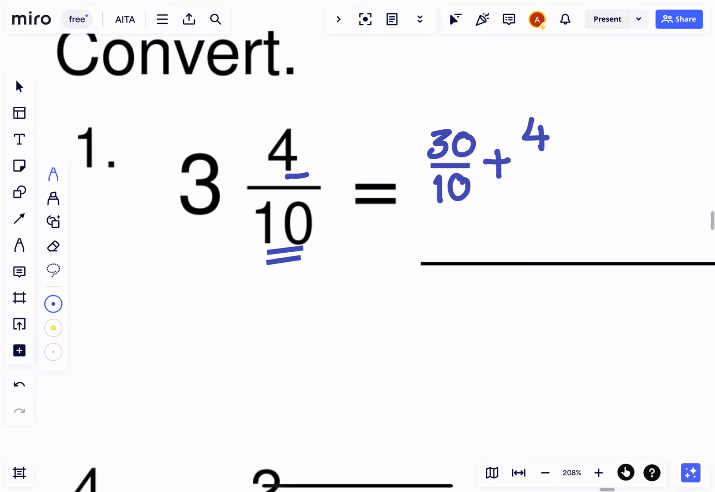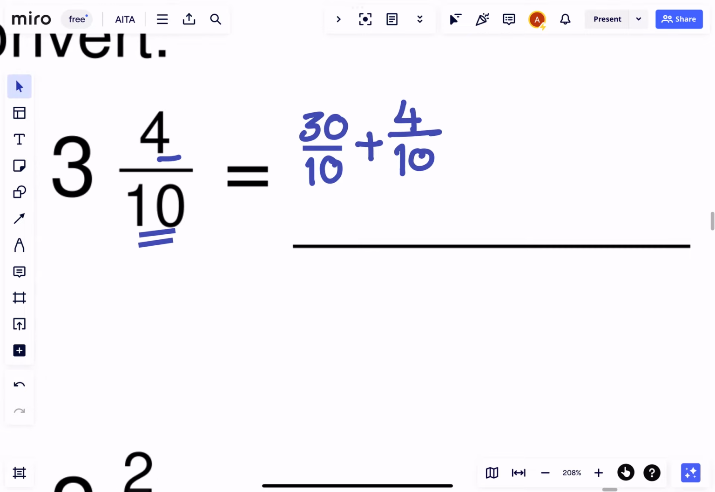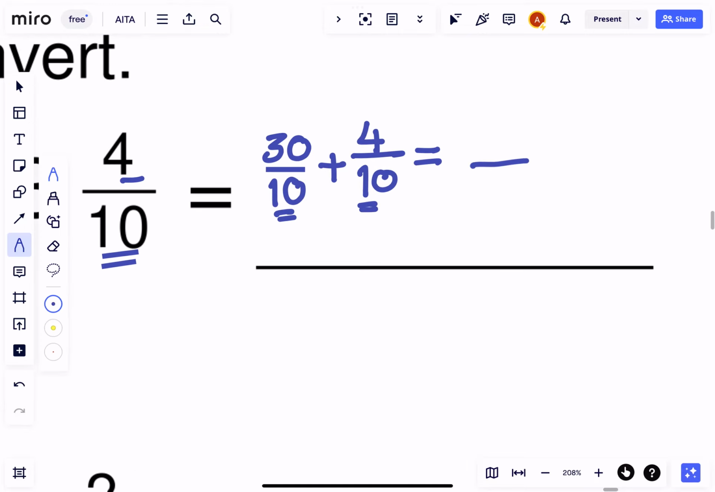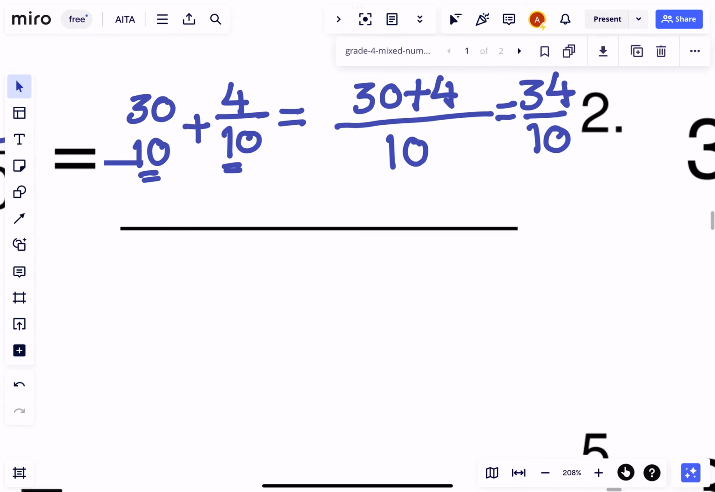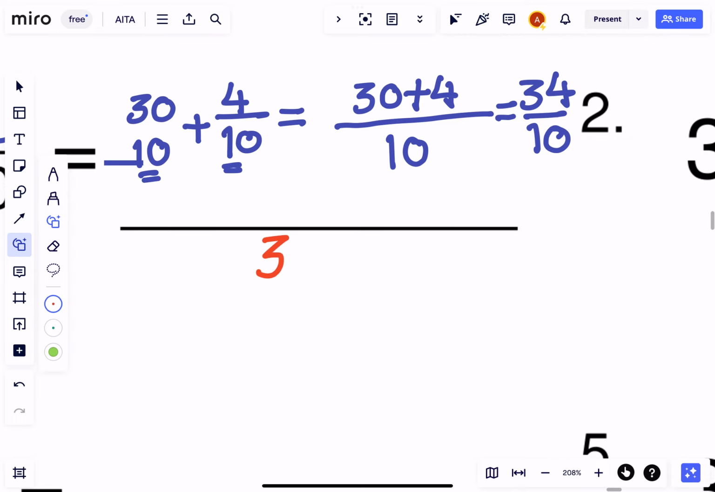So we write 4 upon 10, and then we sum it up. Because now 10 is the common denominator, we write 10 at the bottom here, and we write 30 plus 4, which we know is equal to 34, and then 10 comes at the bottom. So the answer to this one is 34 upon 10. Now if you notice, this is an improper fraction.